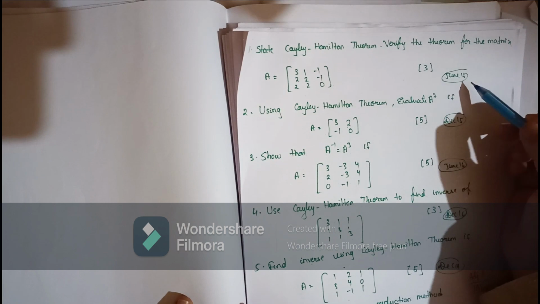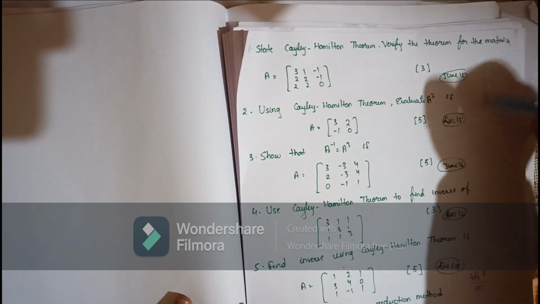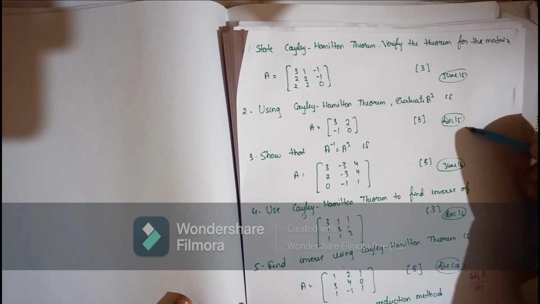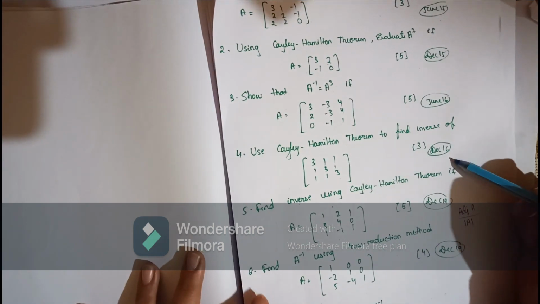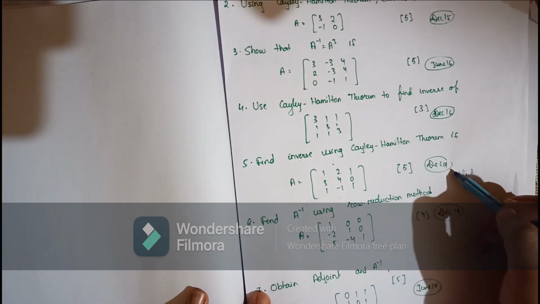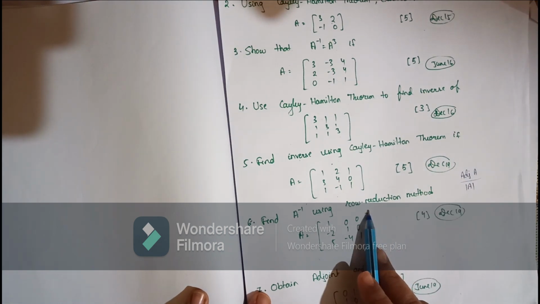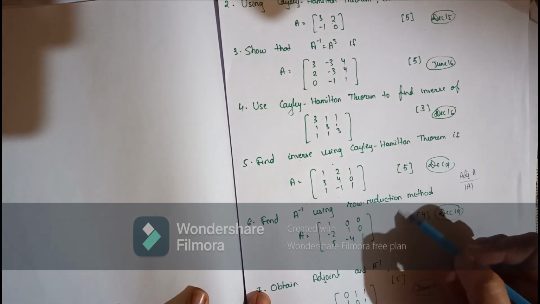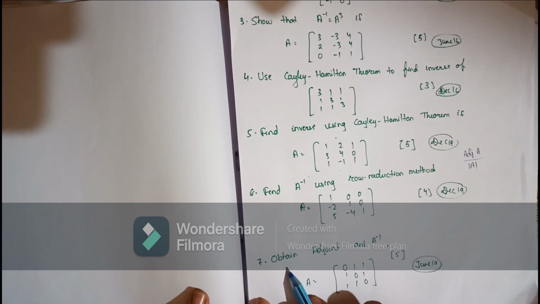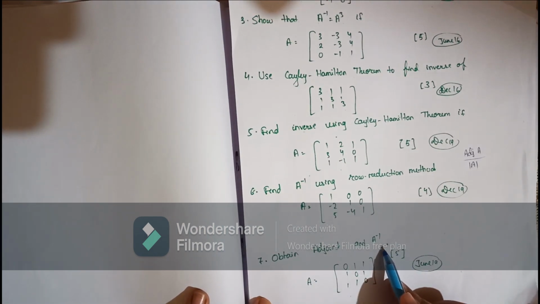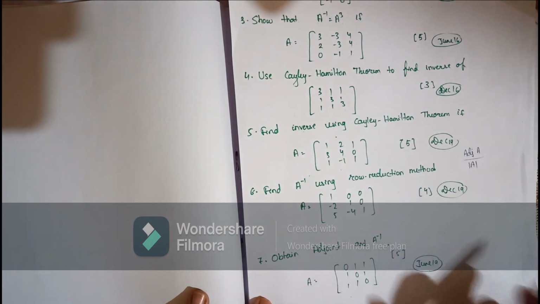Now just have a look at this. In June 15 and December 15, in both sessions of 2015, the question came. Again in 2016, both sessions, the question came. In December 19 it came. This is another kind of question, row reduction method. I included this question here because it is related to inverse, and this one is obtain adjoint and A inverse.